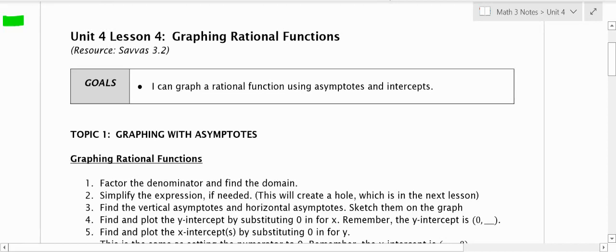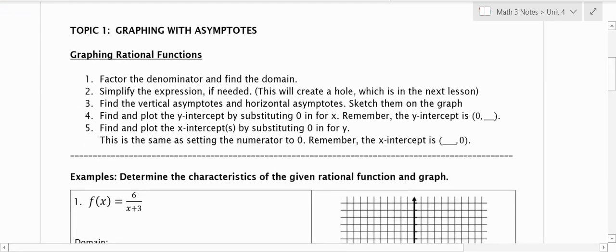This is the video for Unit 4, Lesson 4, Graphing Rational Functions. The goal we're going to see today is graphing rational functions using asymptotes and intercepts, which we talked about in the first 3 lessons. Our goal for graphing is just going to be identifying those different components that we've seen.